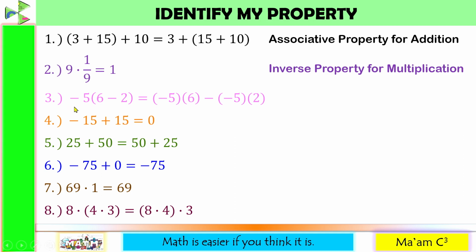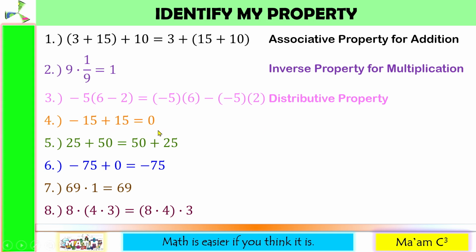Number 3, I have here negative 5 times the quantity 6 minus 2 is equal to negative 5 times 6 minus negative 5 times 2. So the numbers inside the parentheses were individually multiplied by the number outside the parentheses. This is distributive property.